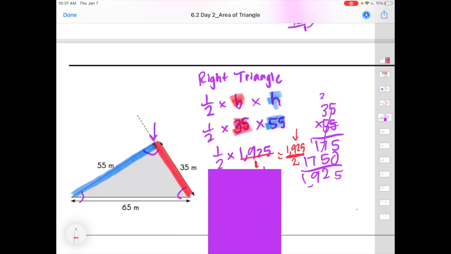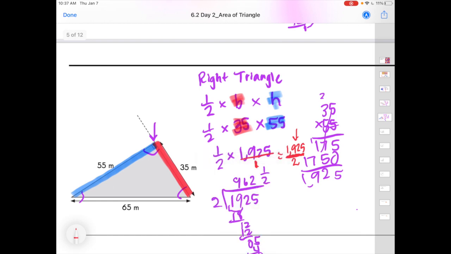So in your mind, if you didn't know that finding half of something is dividing it into 2 parts, you could also go back to your background knowledge on fractions and multiplying whole numbers times a fraction. So when you divide 1,925 by 2, we get 962 with 1 left over. That leftover part becomes the numerator, and the divisor is the denominator. So 962 and a half is the area of this right triangle, 962 and a half square units.